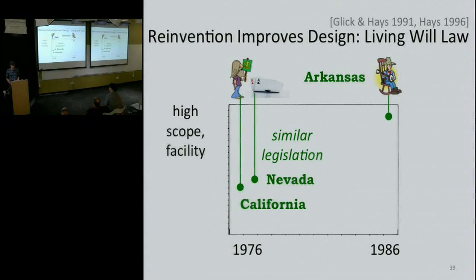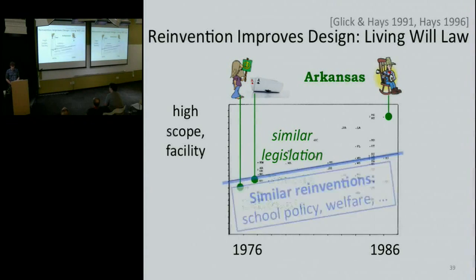So the question is, what happened? And what's kind of cool is this actually isn't a singular event. If you look at something like school policy, or maybe if you don't like welfare but you want people to go off welfare and get jobs, that's something called welfare reform. There's actually the same curve that happened for how, as policy spread throughout the country, it got better.